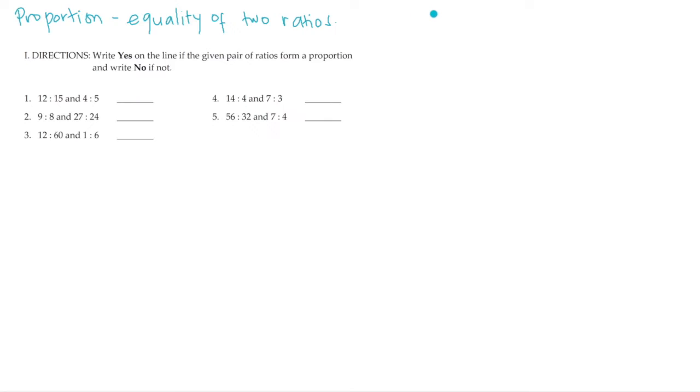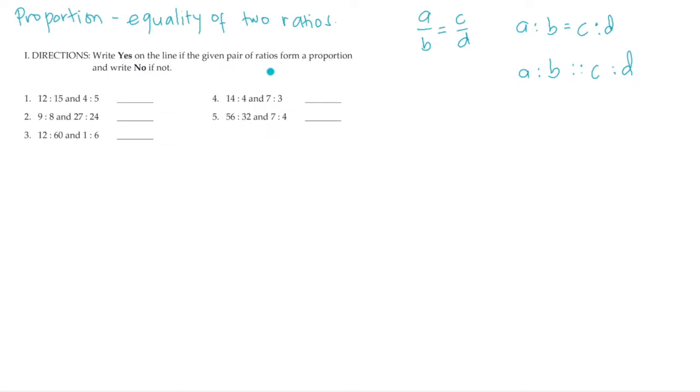It can be written through the use of fractions, so we have A over B equals C over D. It can also be written through the equal sign, so we have A is to B equals C is to D, or through the use of colon, so we have A is to B, is to C is to D. Ang ibig sabihin lang nito, proportion yung first ratio sa second ratio.